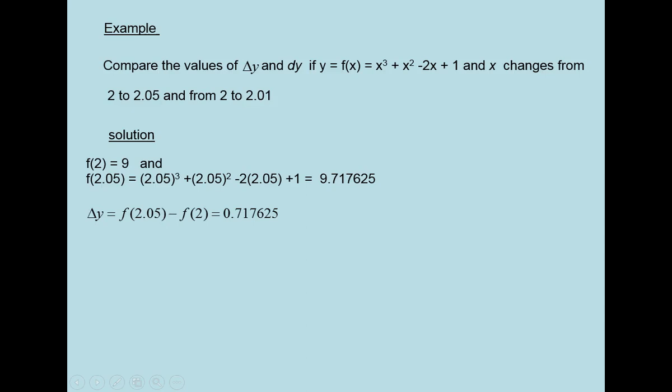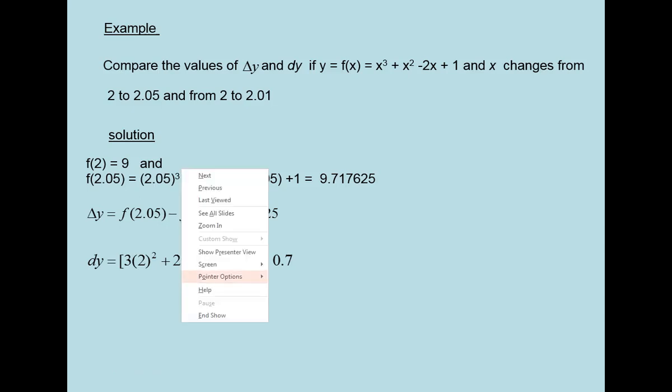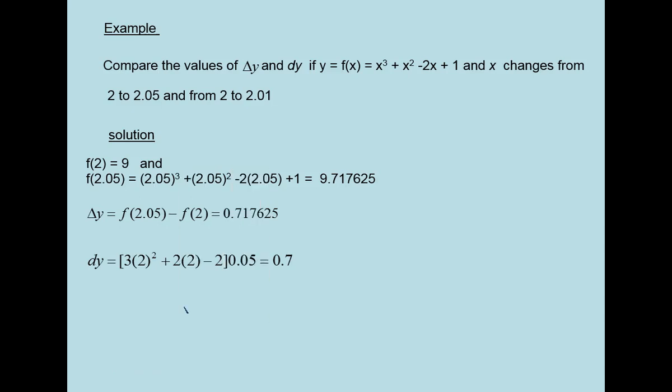That's our delta y. Now what's the difference between delta y and dy? Well, for dy, we're going to use the differential to estimate the change in the y values. So if we use the differential, we're going to get 0.7. Now here, this would be our f prime of 2 times our dx.